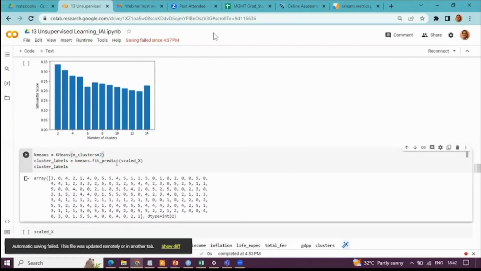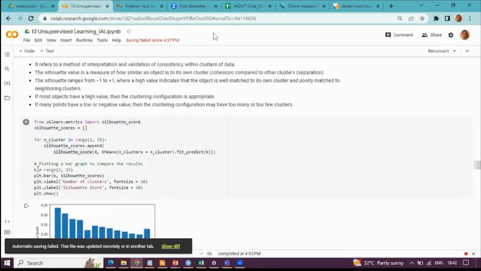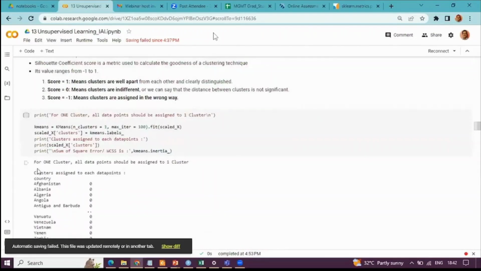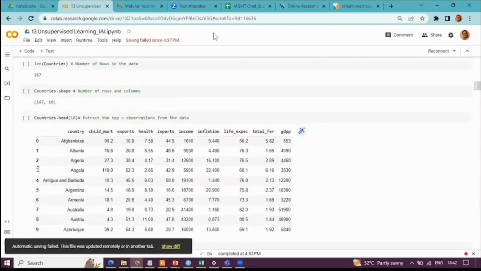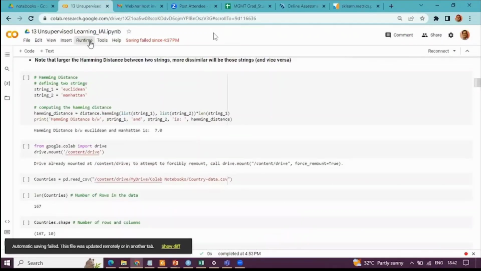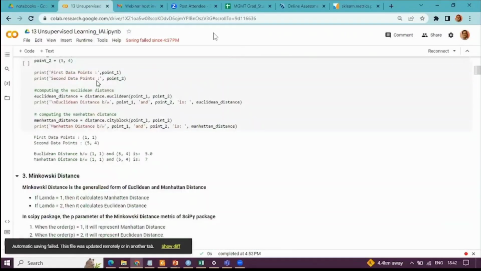I don't know why it came out to be 6. Okay, let me just recorrect it. For that, it's better that I run the data once again because the runtime had expired.